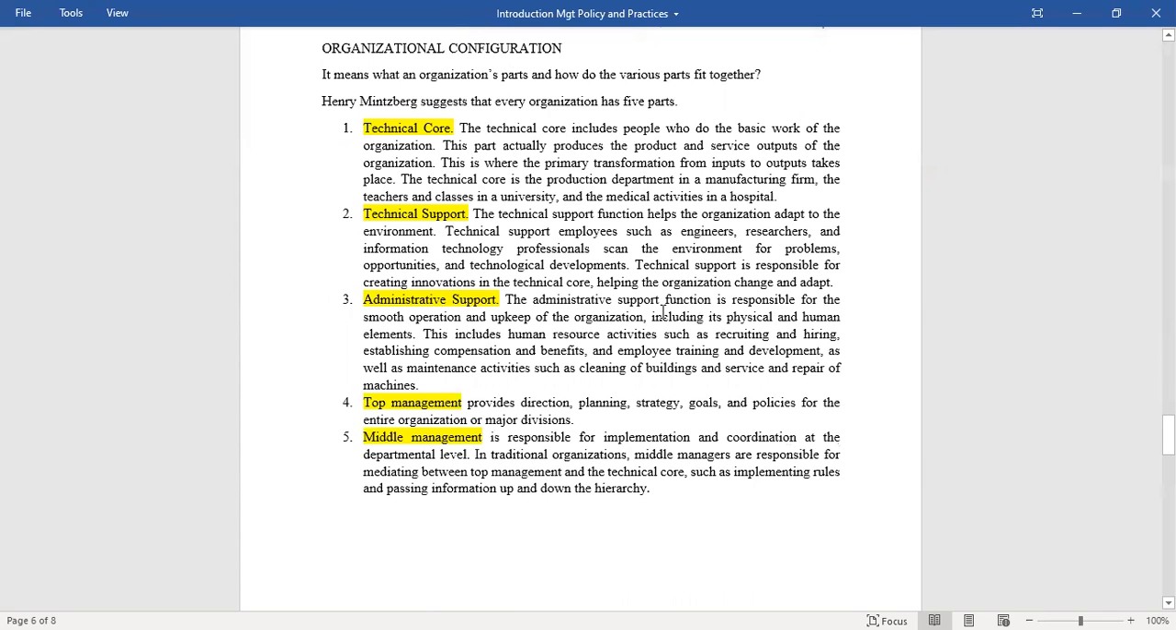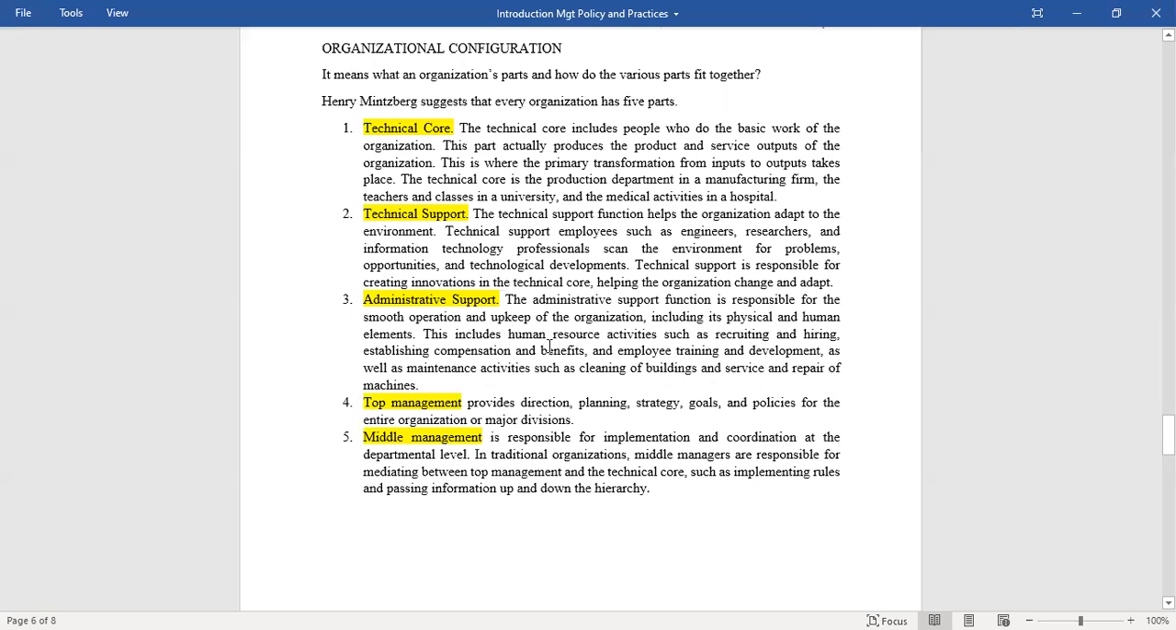The administrative support function is responsible for the smooth operation and upkeep of the organization, including its physical and human resource elements. ठीक है, ये जो admin department है उसको हम ये कह रहे हैं. It includes human resource activities. सो कुछ लोग उसको जो है वो एचआर कहते हैं. ठीक है, एचआर इज पार्ट ऑफ दैट.